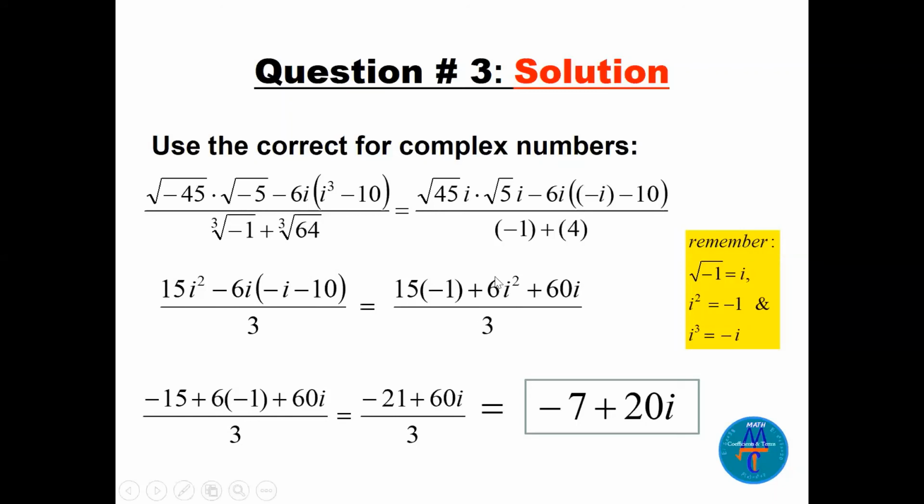Take the numbers. This is minus 1. So minus 21 plus 60i over 3. See, the cube root of minus 1 is minus 1. That's a real number. Cube root of minus 1 is minus 1. There is no i. i only comes with the square root. Cube root of 64 is only 4. So 4 minus 1 becomes 3 in the denominator. Now we can split here. We can divide. See, 21 over 3. Yes, we can. 60 over 3. So the final answer is minus 7 plus 20i.